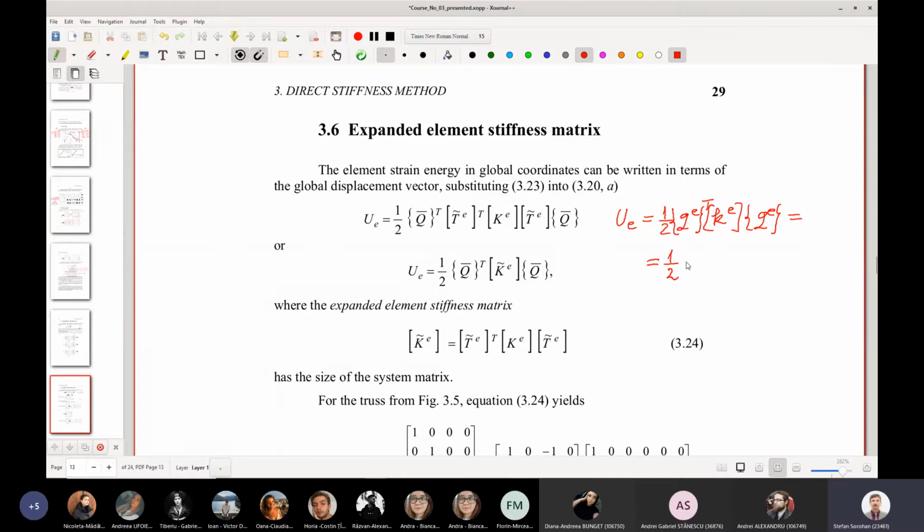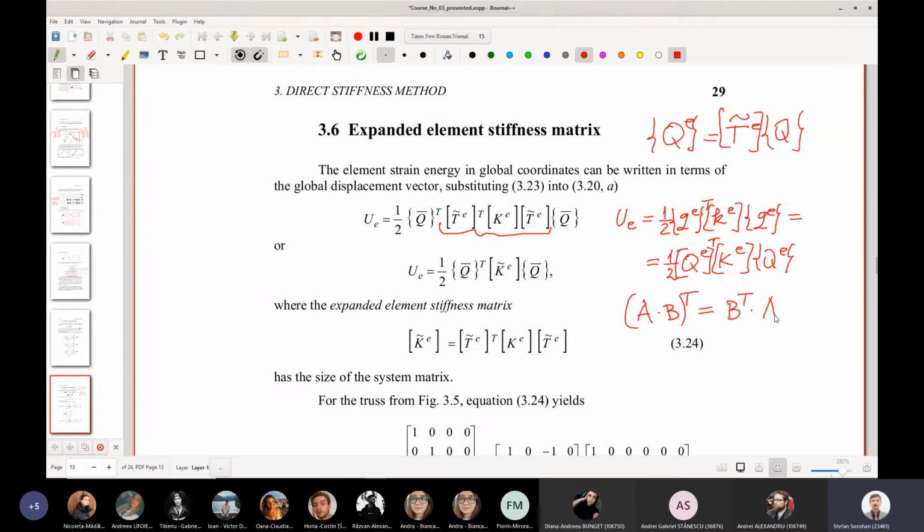Maybe also 1 divided by 2 capital Q for the element times capital Q, and I need a transpose here. Or if you consider that the capital QE is the connectivity matrix times Q, and put this one here, you can observe that you can build a new matrix in this product. So this Q here changes in transpose form. Please remember, if you have a product A times B transpose, you will obtain B transpose times A transpose. This is important to understand this relationship.